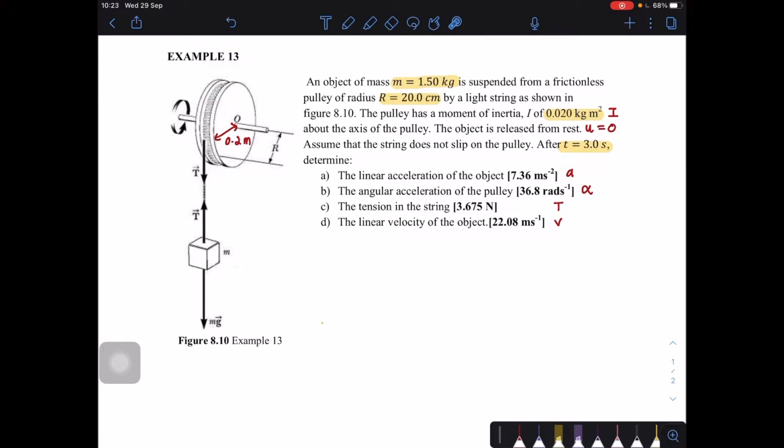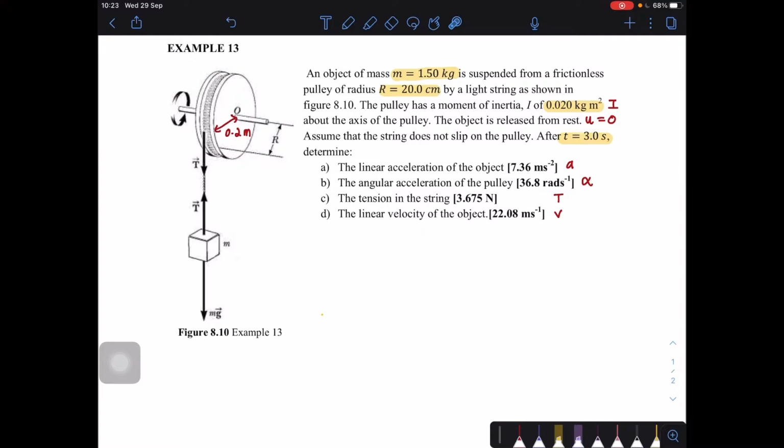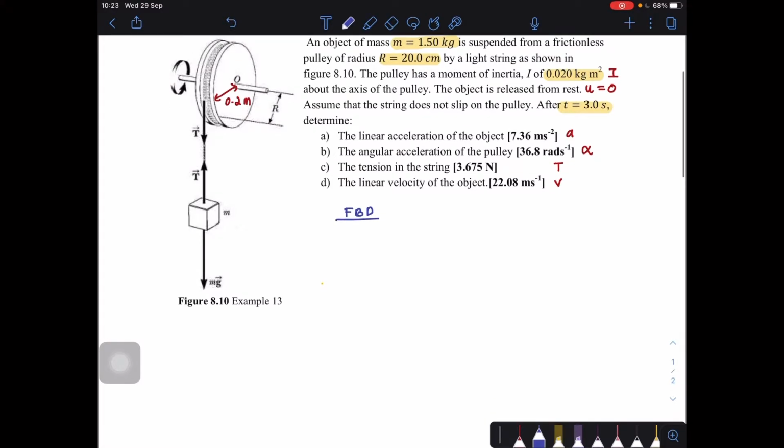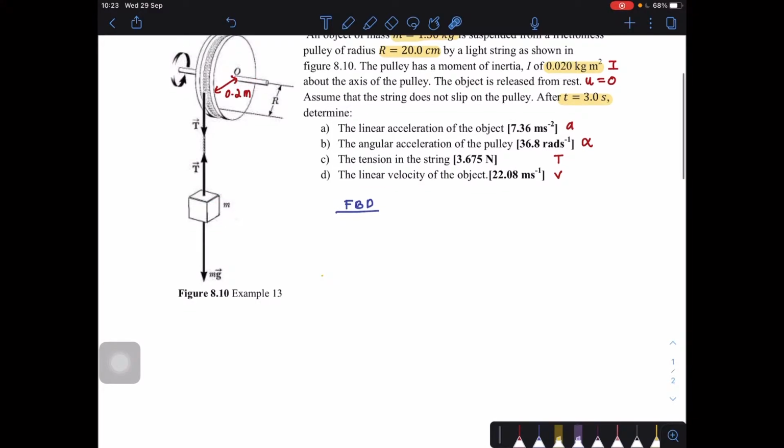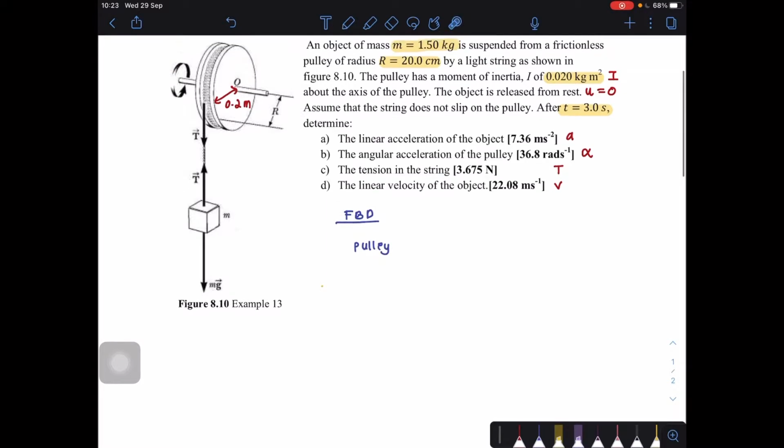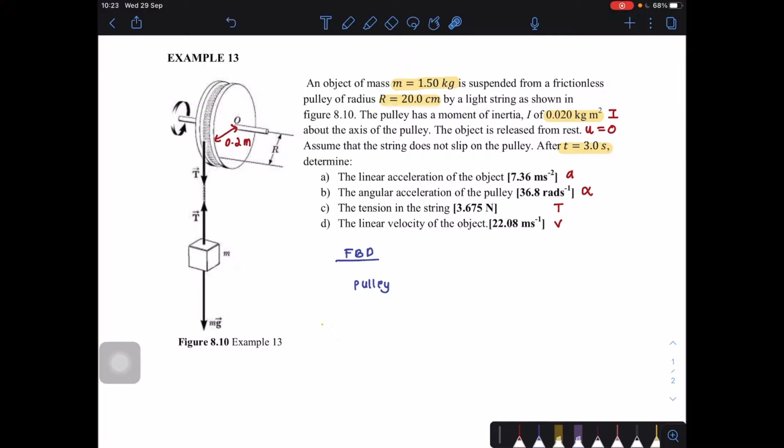Okay, so in order to find all of this, first thing we need to do is we need to draw the FBD. Okay, kita akan draw FBD dahulu. Since kita ada dua objek kan, kita ada pulley and another object here, so meaning that akan ada dua FBD. So first, kita lukis untuk pulley dahulu. Okay, untuk pulley, since pulley ni adalah rigid body.